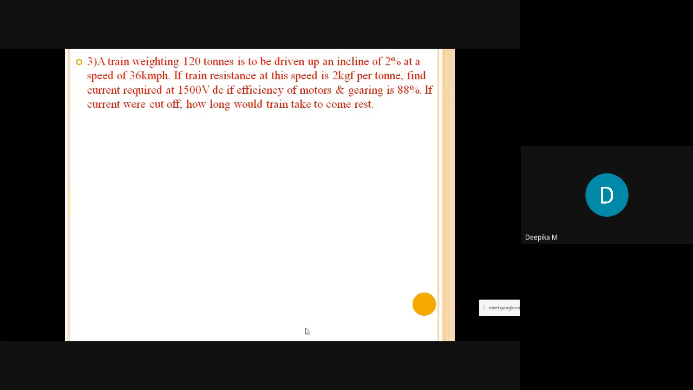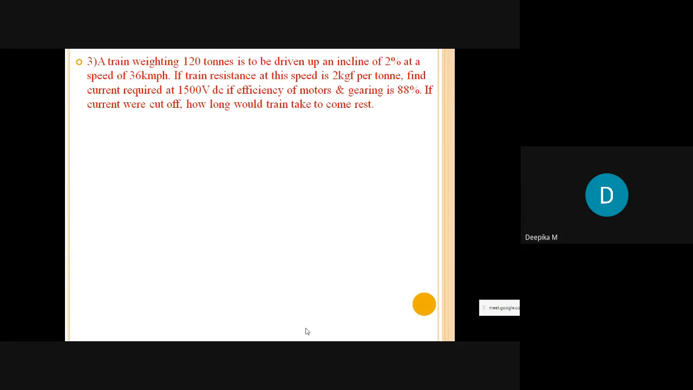Hence, we have to convert this into Newton per ton. So that is the one task we have to perform. And here also we have to calculate the current required if the input voltage is 1500 volt, and the overall efficiency of motor and gearing, which they have given us as 88%. And also we have to calculate, if the current were cut off, how long would the train take to come to rest?